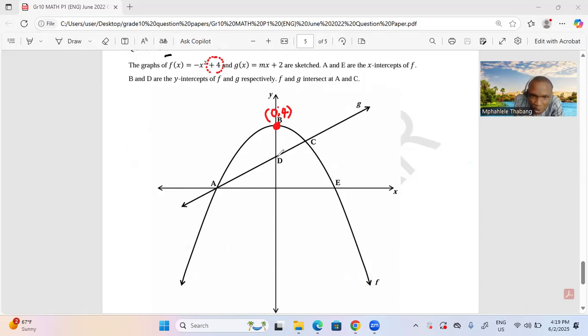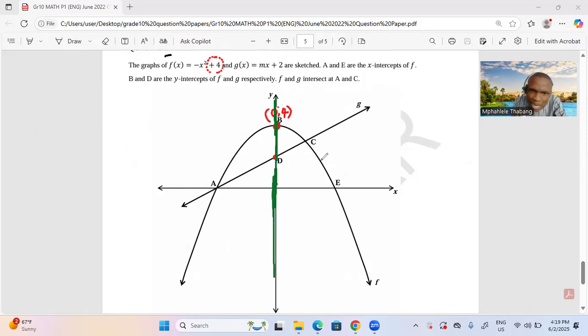Now, the coordinates of D. If you look at D, it is the y-intercept of g. We are saying the graph of g cuts the y-axis at D. Guys, I'm hoping that this is making sense to you. If you look, f cuts the y-axis at B because the y-axis is this line. Maybe I'm hoping you also know the y-axis. This is my y-axis.